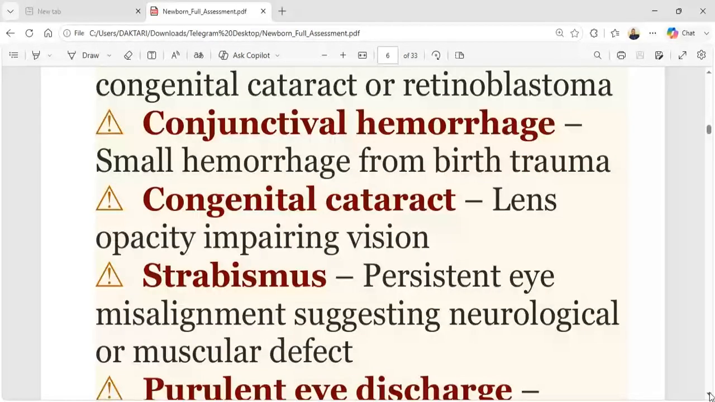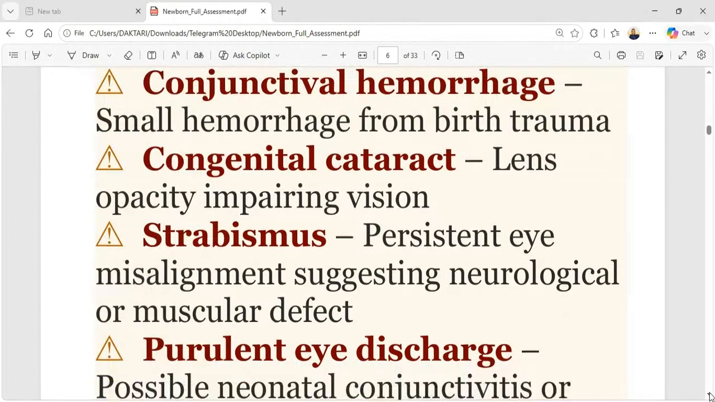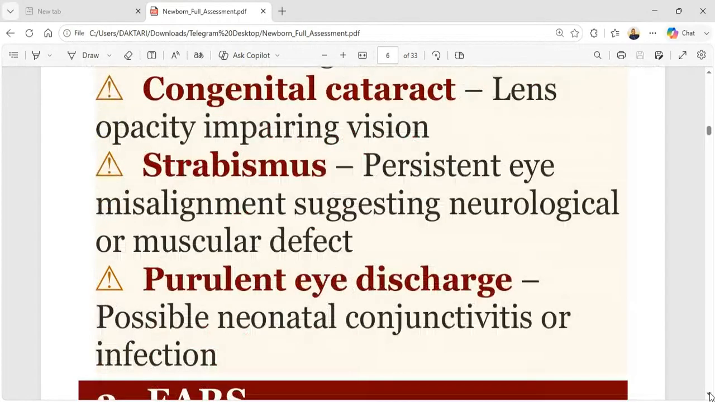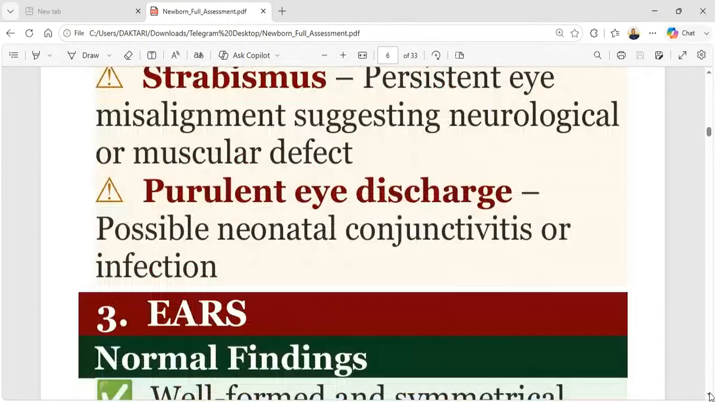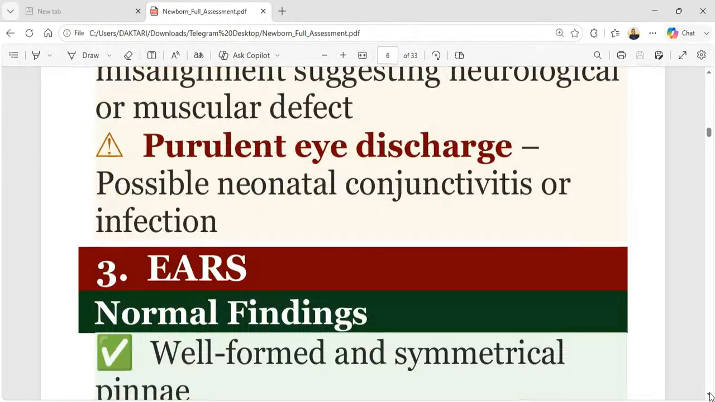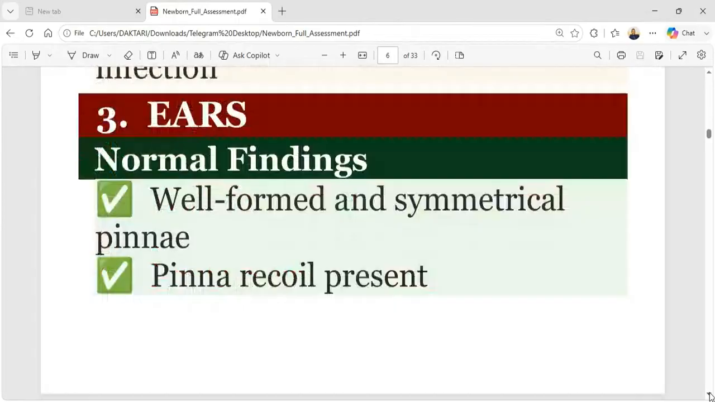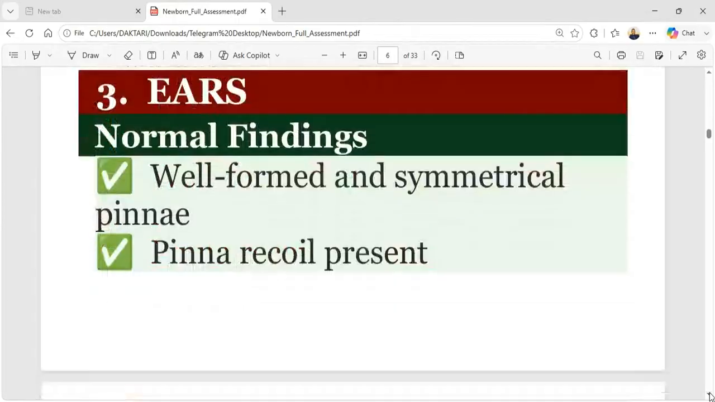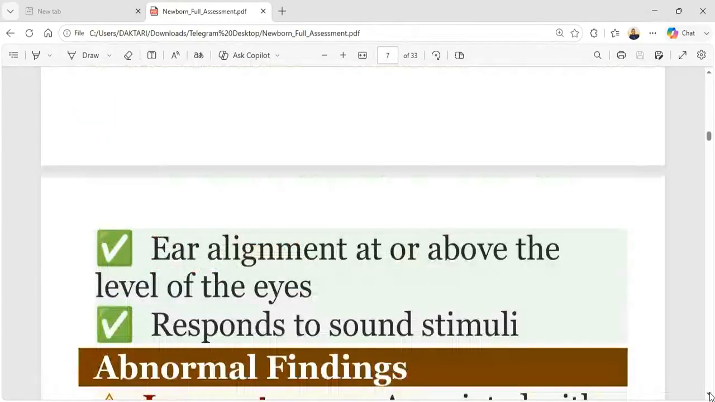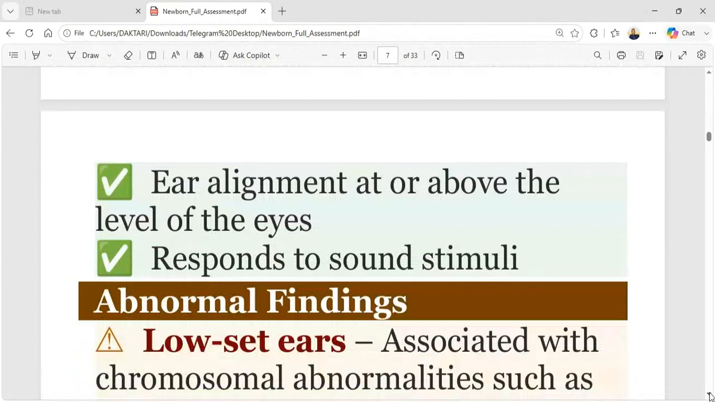Conjunctival hemorrhage: a small hemorrhage from birth trauma that can be seen on the conjunctiva of the eye. Congenital cataract: lens opacity impairing vision can also be there. Strabismus: persistent eye misalignment suggesting a neurological or muscular defect. Purulent eye discharge: possible neonatal conjunctivitis or infection. Check the ears: well formed and symmetrical, pinna recoil present, ear alignment at or above the level of the eyes, and response to sound stimuli as well.